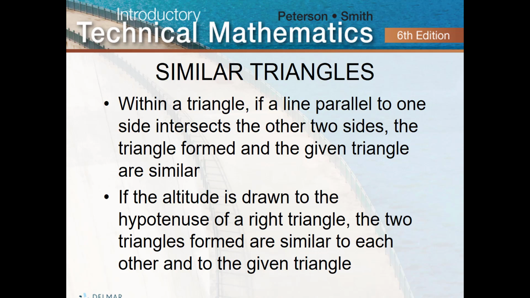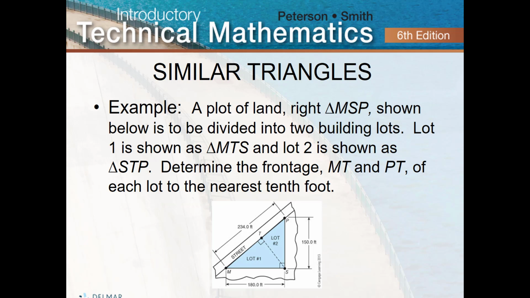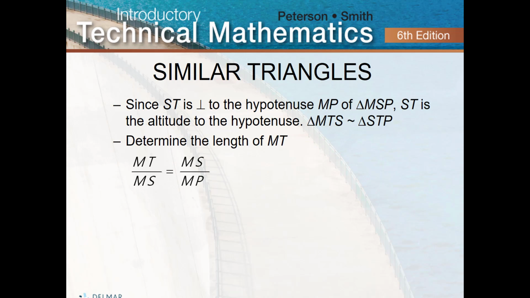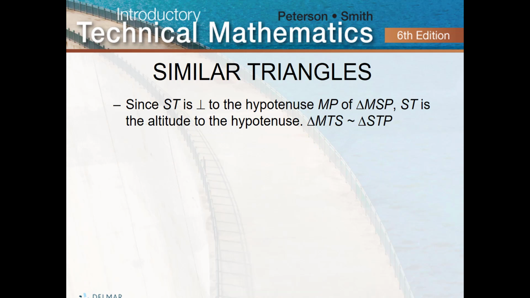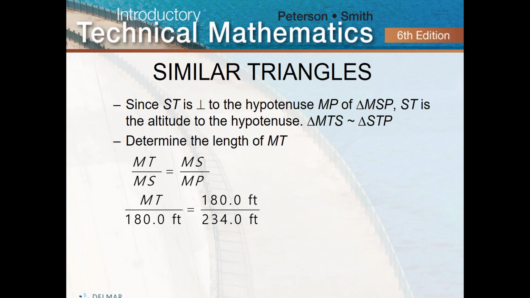So what it's saying is lot 1 is similar to lot 2, and both of those are similar to the entire lot. The angles are all the same. It's just about corresponding sides now. So it says determine the footage. MT over MS is equal to MS over MP. So MT right here over MS is equal to MS over PT. With that said, we can set up our proportions and figure out what MT is.